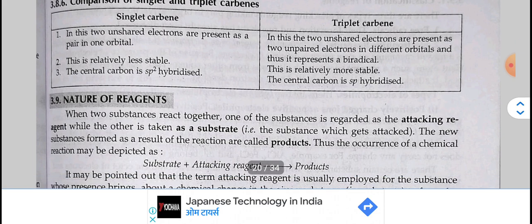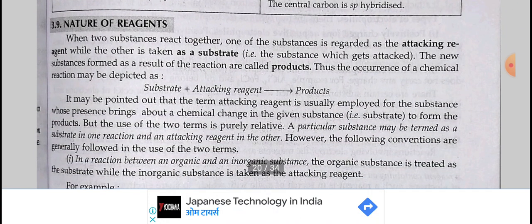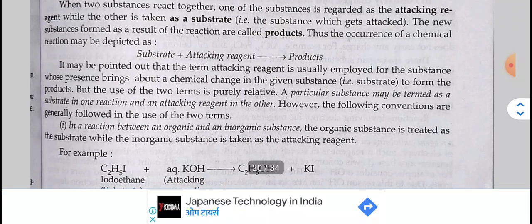Nature of reagents. When two substances react together, one of the substances is regarded as the attacking reagent while the other is taken as the substrate. The new substances formed as a result of the reaction are called products. Thus, the occurrence of a chemical reaction may be depicted as substrate plus attacking reagent gives products. It may be pointed out that the term attacking reagent is usually employed for a substance whose presence brings about a chemical change in a given substance to form the products.